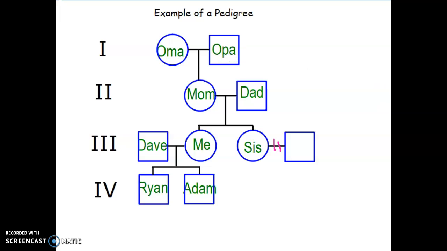Unfortunately, we have some people who are no longer with us: Oma, Opa, and even my mom. So this would be my pedigree here. On the left, it shows generation numbers. So Ryan and Adam are the 4th generation of this particular pedigree, and if they would have children, then they'll be the 5th generation, and so on. These numbers can obviously change. Like if I added Oma's parents or Opa's parents, then obviously these would all change.